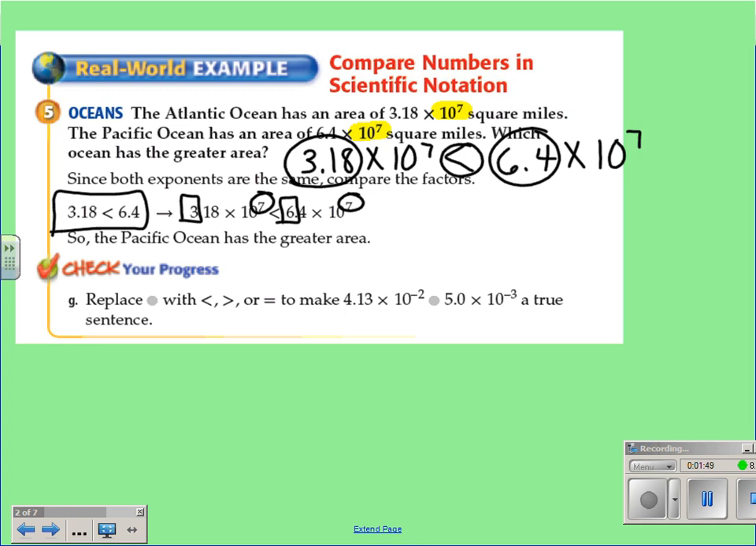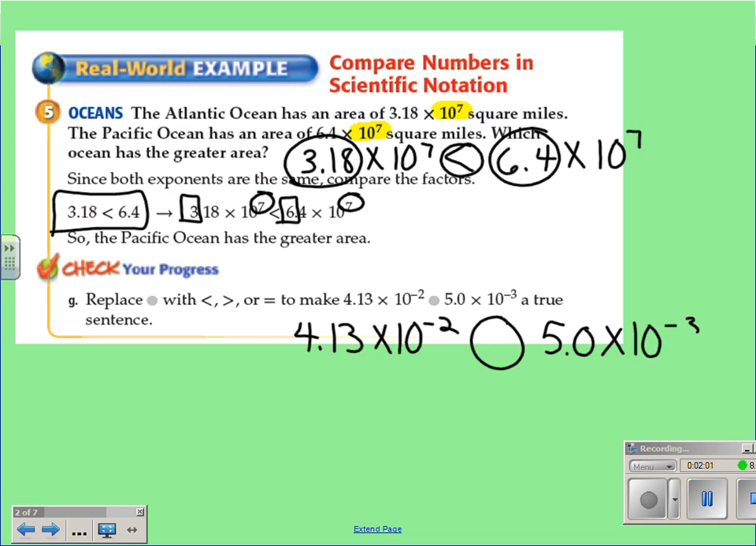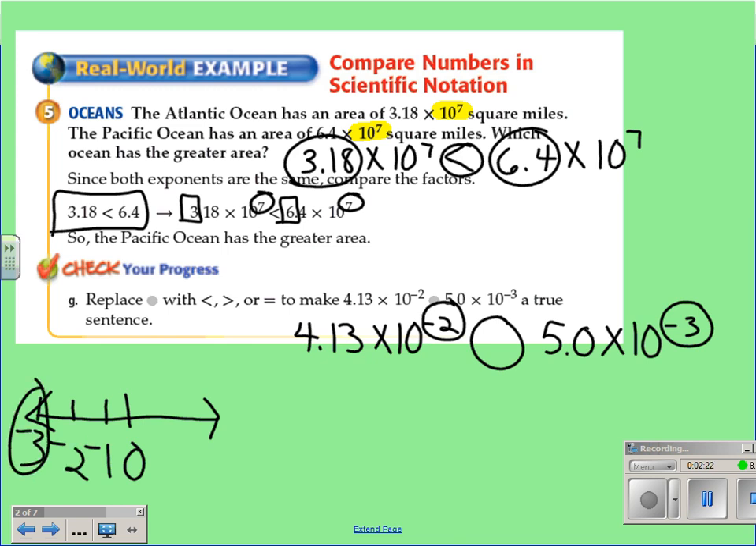On our Check Your Progress problem, we're going to do another example. I see 4.13 times 10 to the negative second, and I'm comparing that to 5.0 times 10 to the negative third power. Both of these numbers are already in scientific notation, so all I really have to do is look at the exponent. This can be a little tricky with negative exponents. If I was putting this on a number line, I would have a -1, a -2, and -3. In other words, -3 is less than -2. So I would say this one has to be larger than the second example.